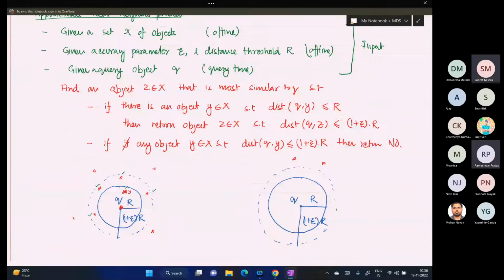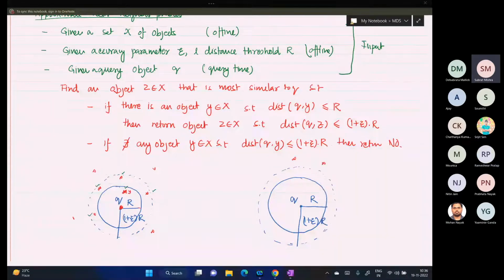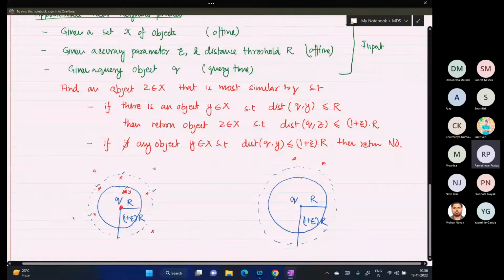Accuracy parameter epsilon and L distance threshold R. So what is that, sorry? L distance? In the second point, it is mentioned that given accuracy parameter epsilon and L distance threshold R. What is that L distance? Where is L? I don't see any L. Oh, that's a bracket or something. It's just the distance threshold R.